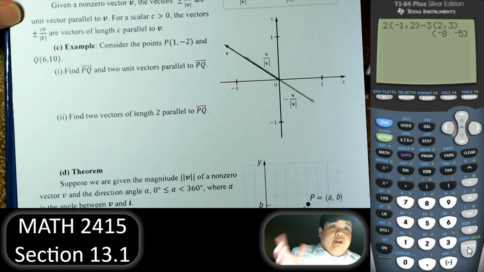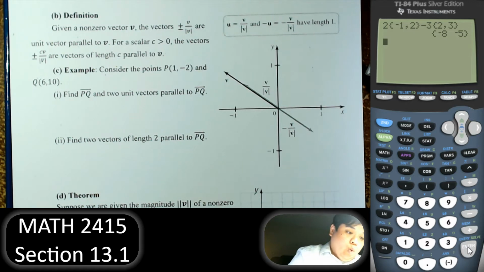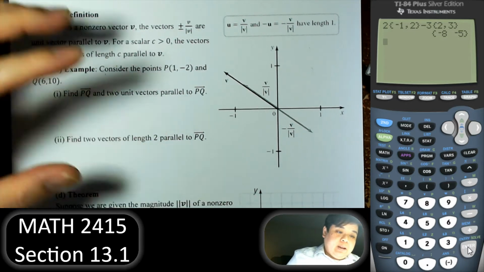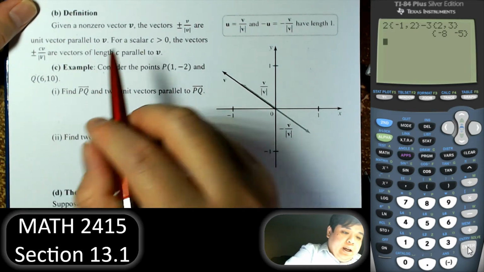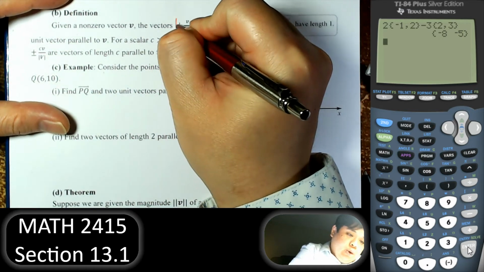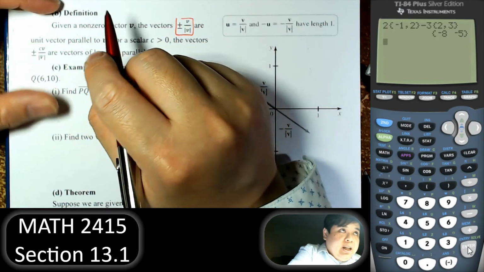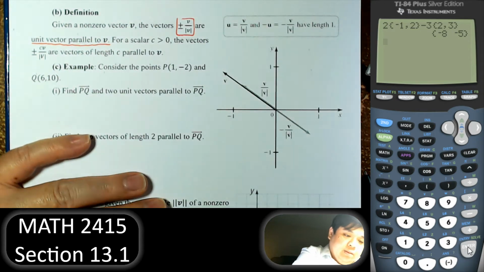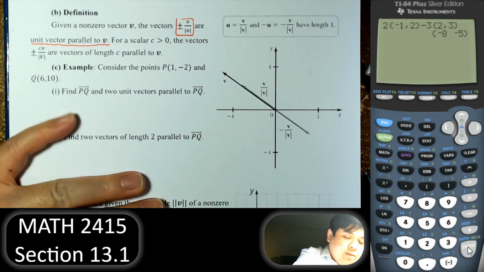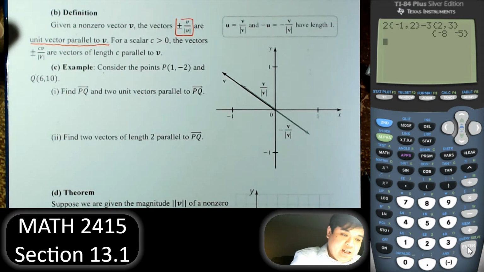Right, and now we define the unit vector. The unit vector is the vector whose length equals 1. With the unit vector, we say the vector v divided by the magnitude of v is the unit vector parallel to v. And if we want that vector to have some certain length, we just multiply by c. Right, let's look at the example.